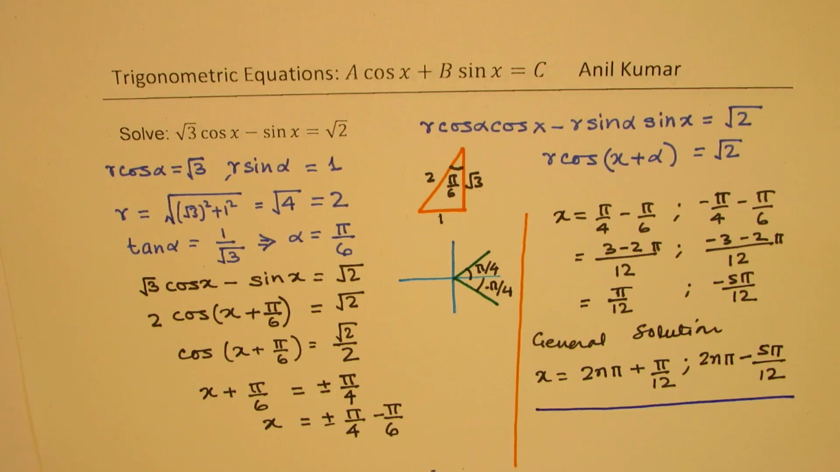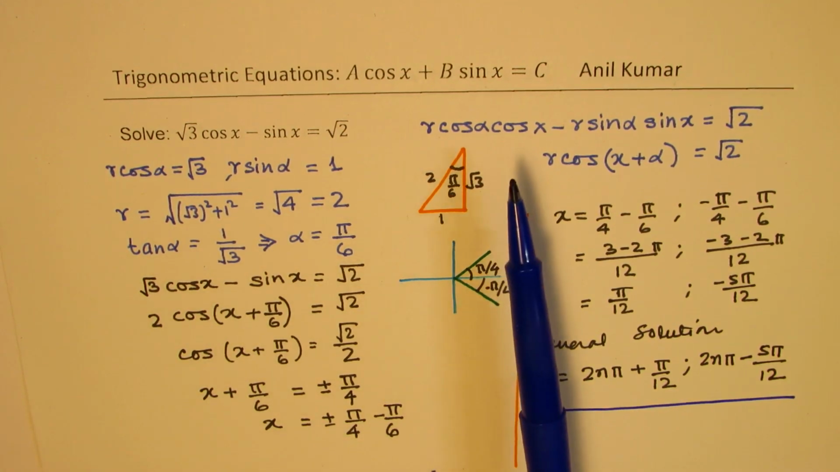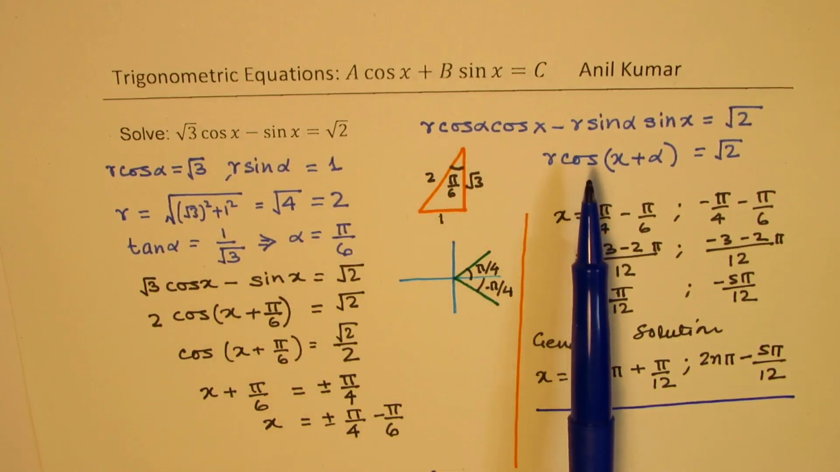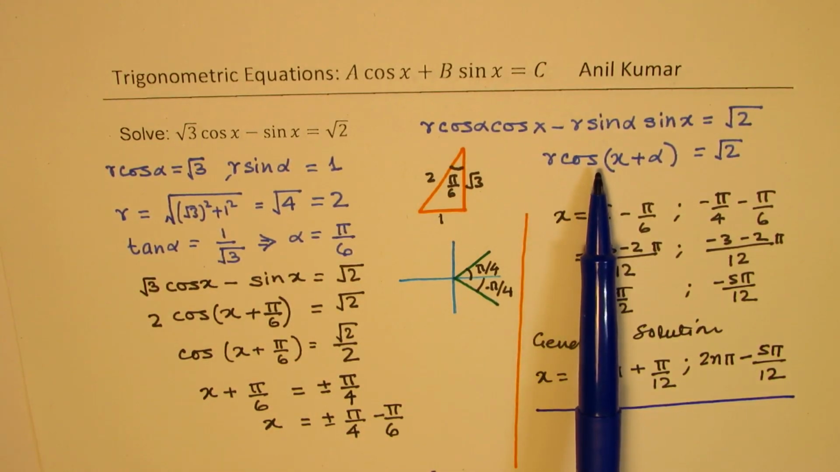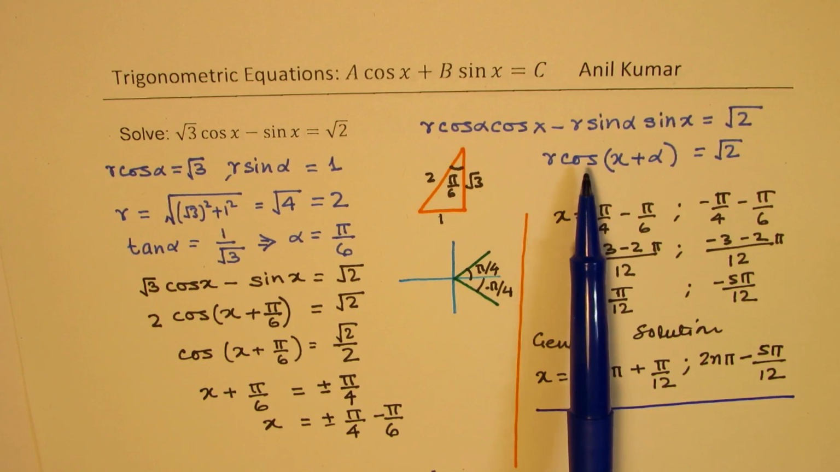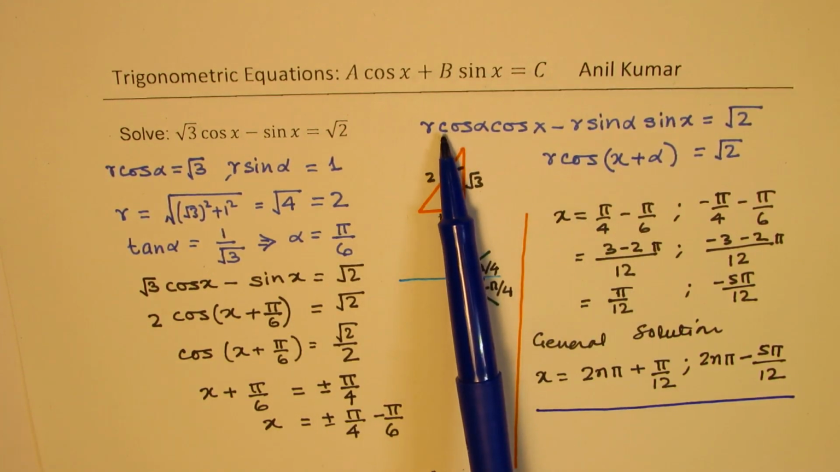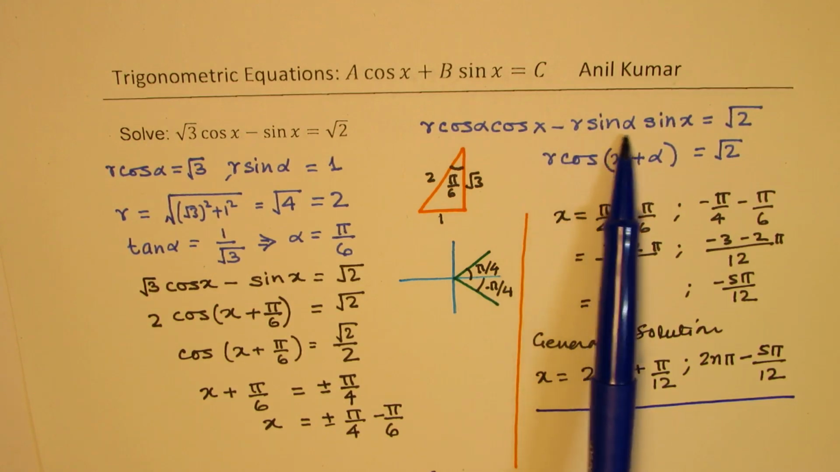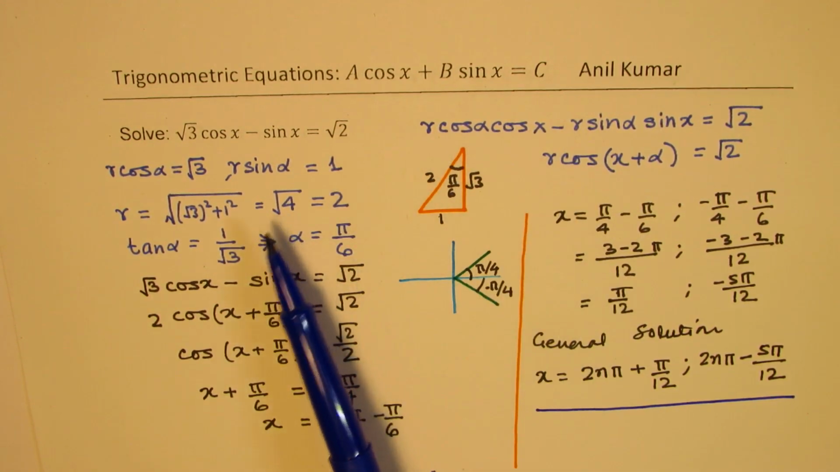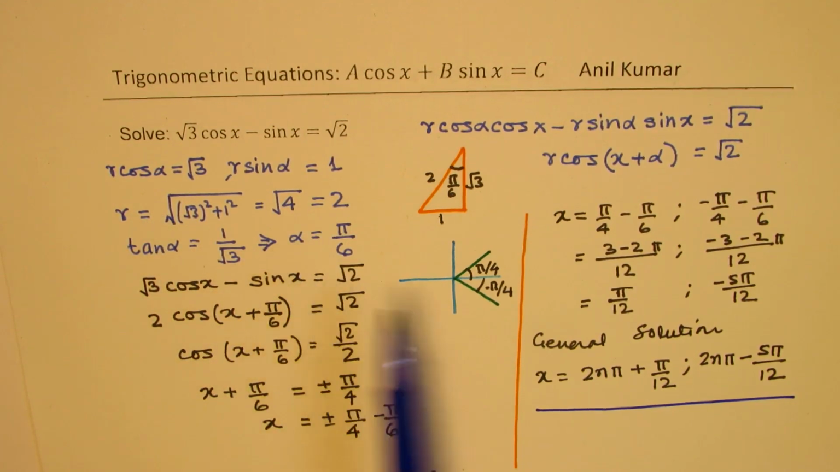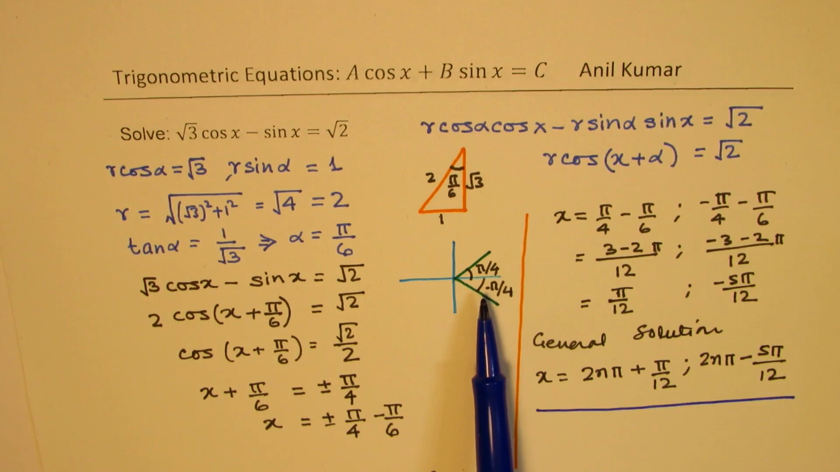So the idea is to understand this strategy, begin with thinking what final result you want. We want to write this in terms of cos of x plus alpha. So we made a substitution, r cos alpha and r sin alpha, as shown here, and then using this we could find the value of r and alpha. And later, an important part is that we have more than one solution.